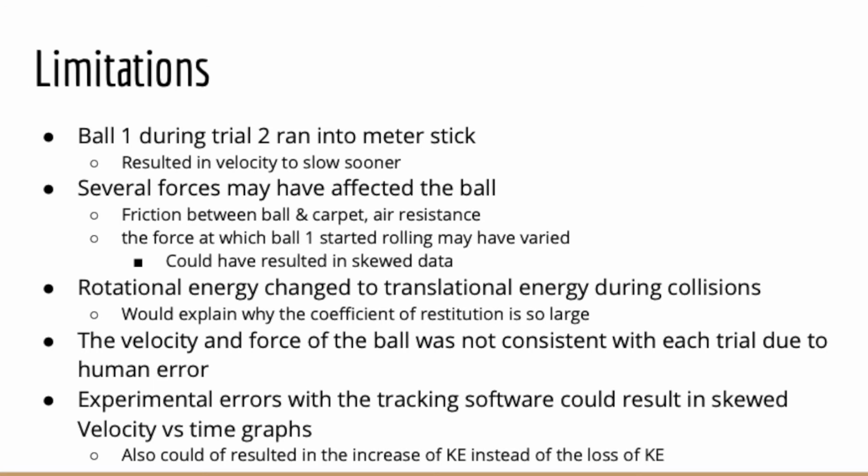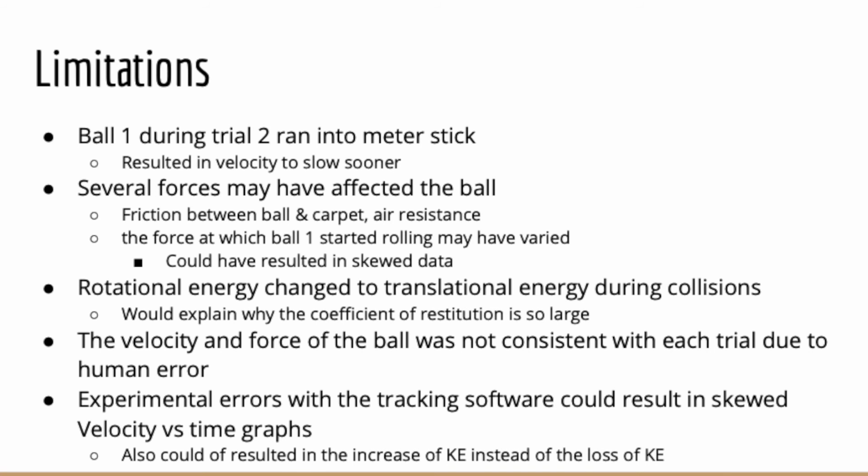Throughout the duration of our experiment, several factors may be taken into account to explain limitations of our data and trials. First, during trial 1, ball 1 ran into the meter stick upon colliding with ball 2, which may have resulted in the velocity of ball 1 slowing down sooner. Next, other forces such as air resistance and friction between the balls and the carpet may have altered the velocities recorded. Human error also occurred, as the velocity and force of the ball were not consistent.